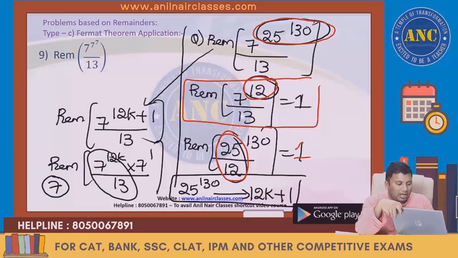7 power 12k plus 1. 7 power 12k by 13, 1. 7 by 13, it is 7.